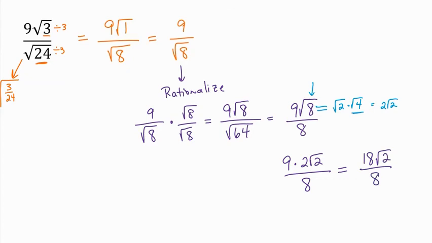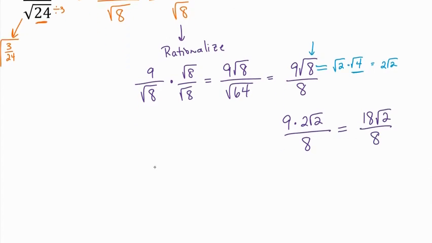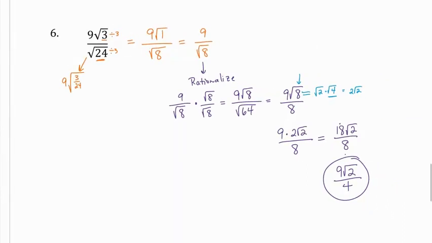Which would give us 9 times 2, I can do because those are both outside the radical, so 18 radical 2 over 8. Okay, and then one last step, the 18 and the 8 are both on the outside of the radical, and those are both divisible by 2, so now I can reduce that part. So I'm going to get 9 radical 2 over 4. If I divide the 18 by 2, I get 9. Divide the 8 by 2, I get 4.